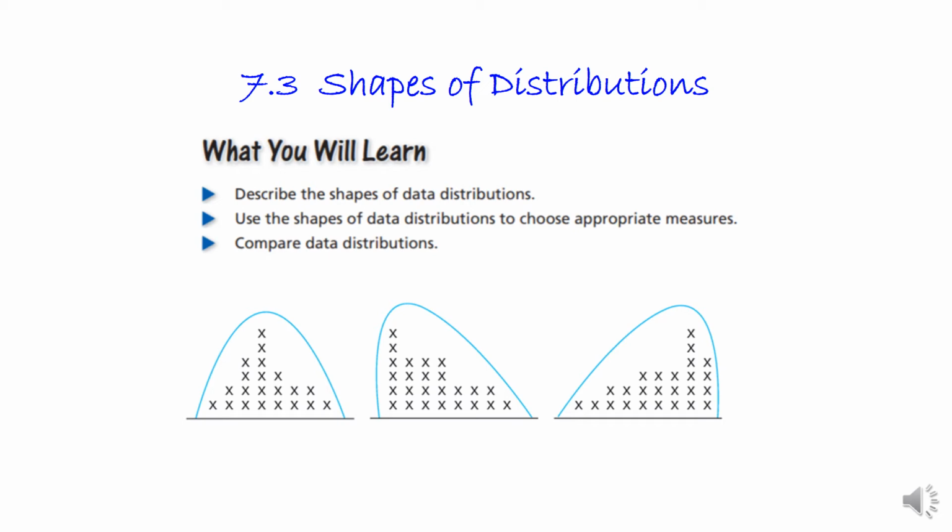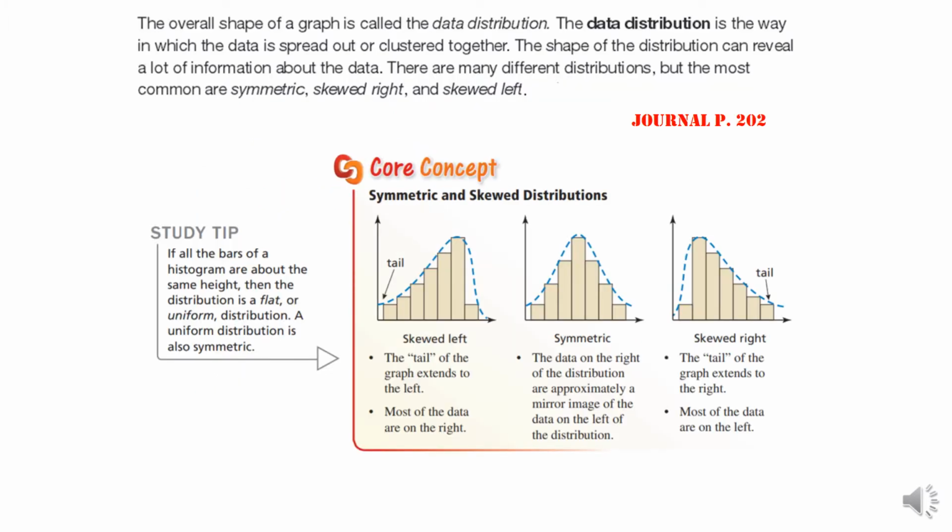Okay, today in IM1 we're going to talk about the shapes of distribution. So these are some shapes, but we're going to go on and get started. The overall shape of a graph is called the data distribution. The data distribution is the way in which the data is spread out or clustered together. The shape of the distribution can reveal a lot of information about the data. There are many different distributions, but the most common are symmetric, skewed right, and skewed left.